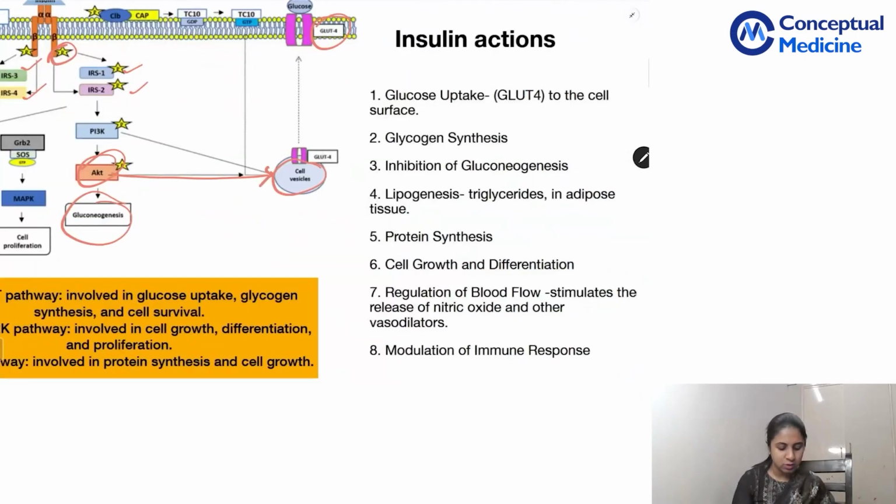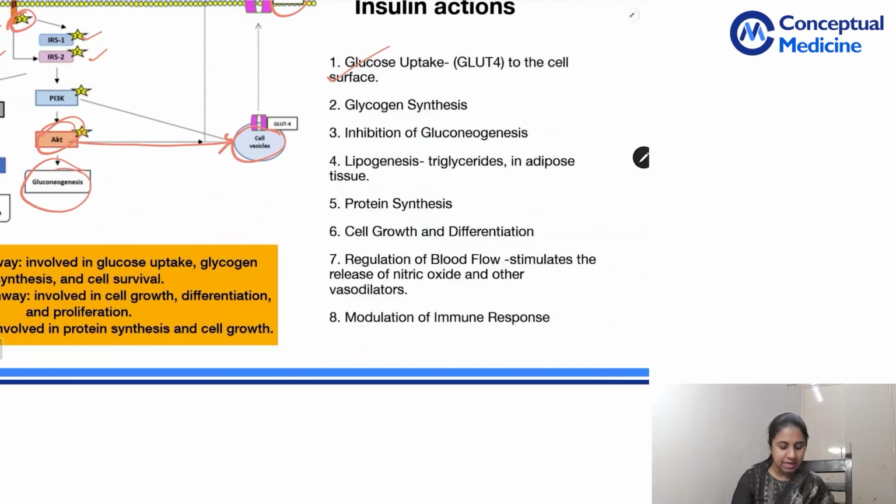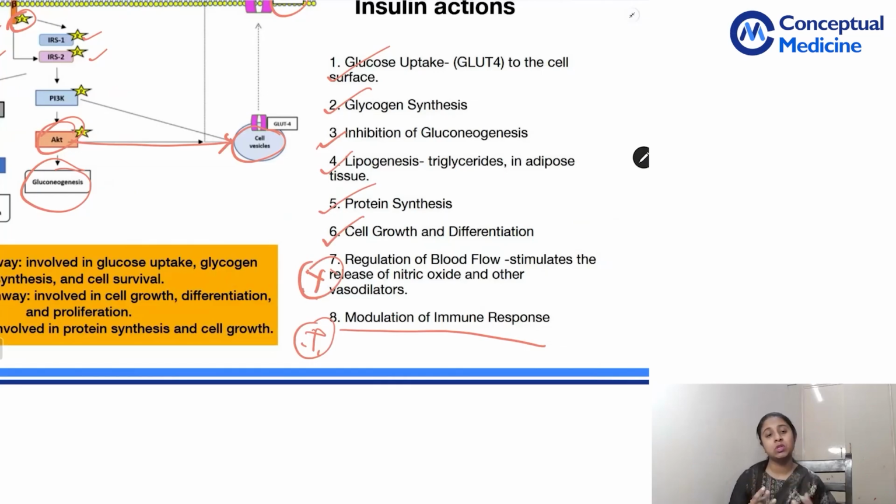So what are the insulin actions? GLUT4 insertion into the cell surface, glycogen synthesis, and inhibition of gluconeogenesis. I told you already, lipogenesis and triglyceride deposition in the adipose tissue, protein synthesis in the longer run, and cell growth and differentiation. And two more important points that you will have to know: it modulates the immune response. That is the main reason why in diabetes you have so much immune dysregulation and inflammation. And it regulates blood flow because it stimulates the release of nitric oxide and other vasodilators.